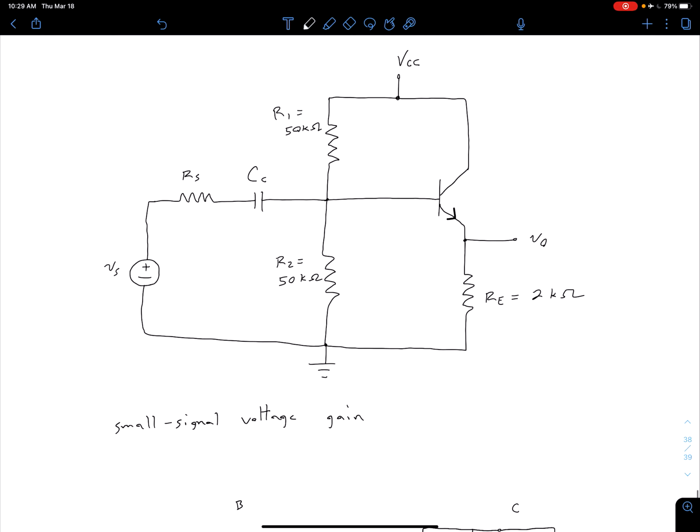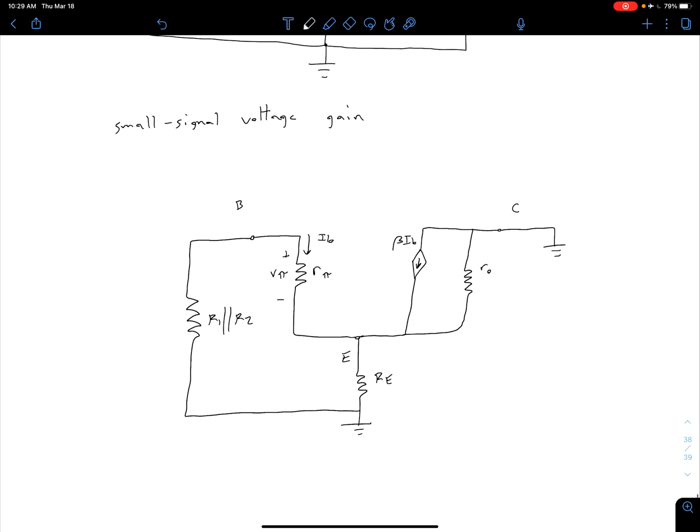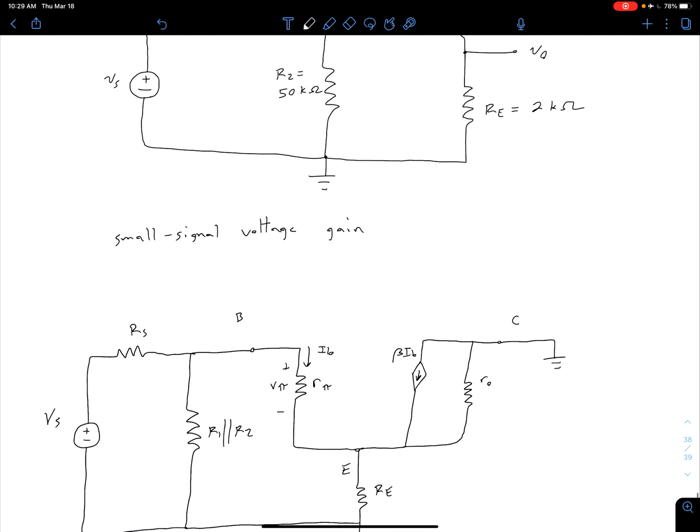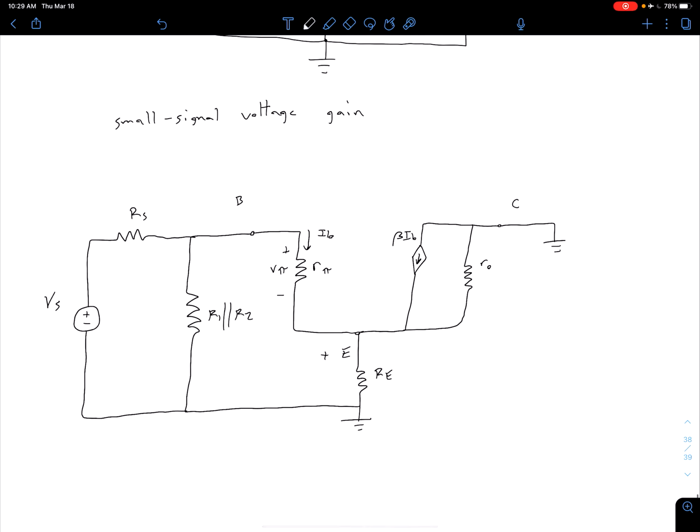Then we also have our coupling capacitor, which remember is going to behave like a short circuit for AC, so we're just going to treat that like a short. We then have RS and finally our VS connected between our base and ground. So we just have a voltage source VS here and some source resistance RS. We get something that looks like this. It's a little more complicated, so let me go ahead and label our output voltage as across that emitter resistor.